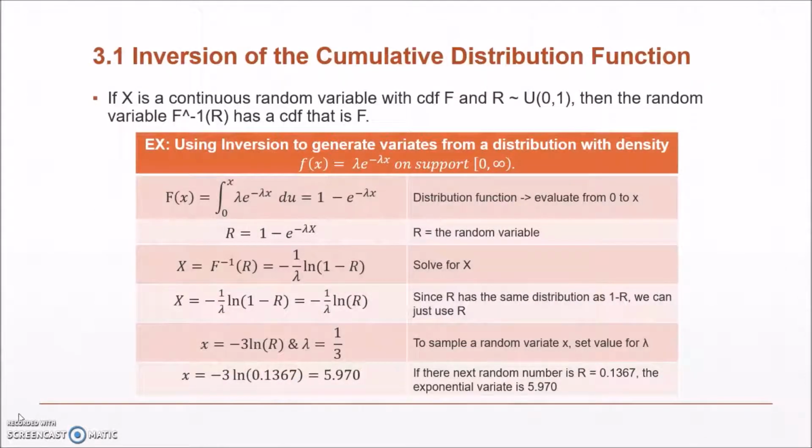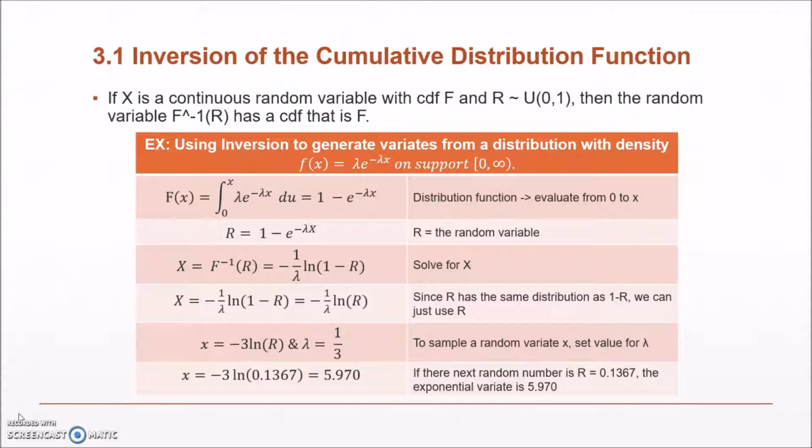So the first method that we're going to discuss is inverting a CDF, or the inversion of a cumulative distribution function. With the inverting of a CDF, we look at if x is a continuous random variable with the CDF capital F, and r is a uniform from 0 to 1, then the random variable F inverse, or F raised to the negative 1 of r, has a CDF that is F. That is basically the definition of it.